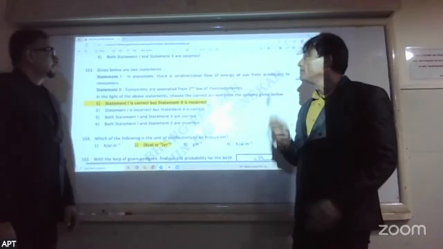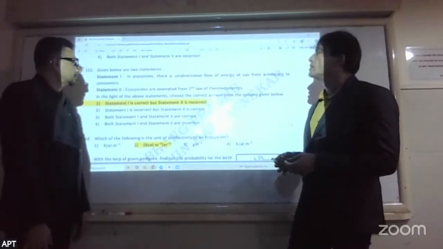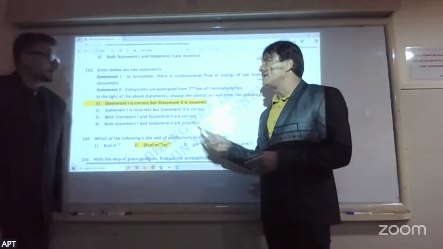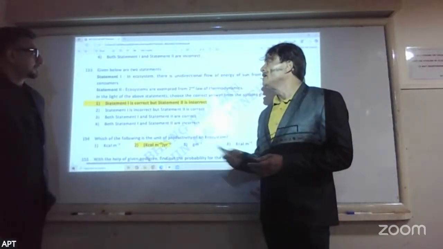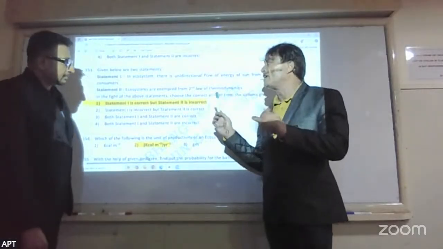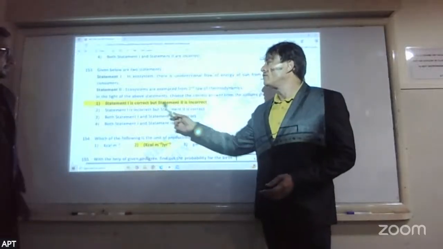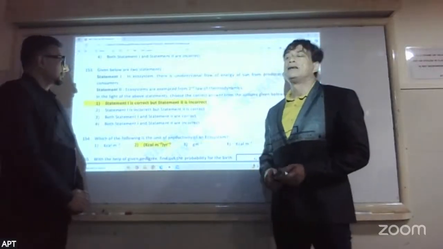In ecosystem, there is a unidirectional flow of energy of sun from producers to consumers. Definitely yes, it's a straight line from NCERT. Ecosystems are exempted from second law of thermodynamics. Definitely not. They do obey the second law of thermodynamics. So statement 1 is correct, but statement 2 is incorrect.